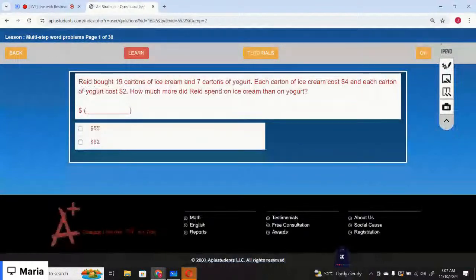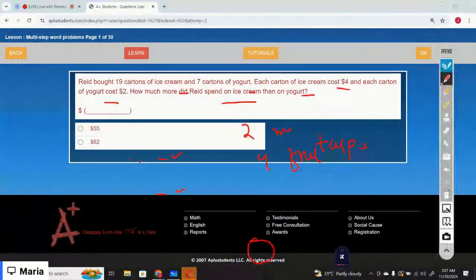Wright bought 19 cartons of ice cream and 7 cartons of yogurt. Each carton of ice cream costs $4 and each carton of yogurt costs $2. How much more did Wright spend on ice cream than on yogurt? Okay, so 19 cartons of ice cream, right?